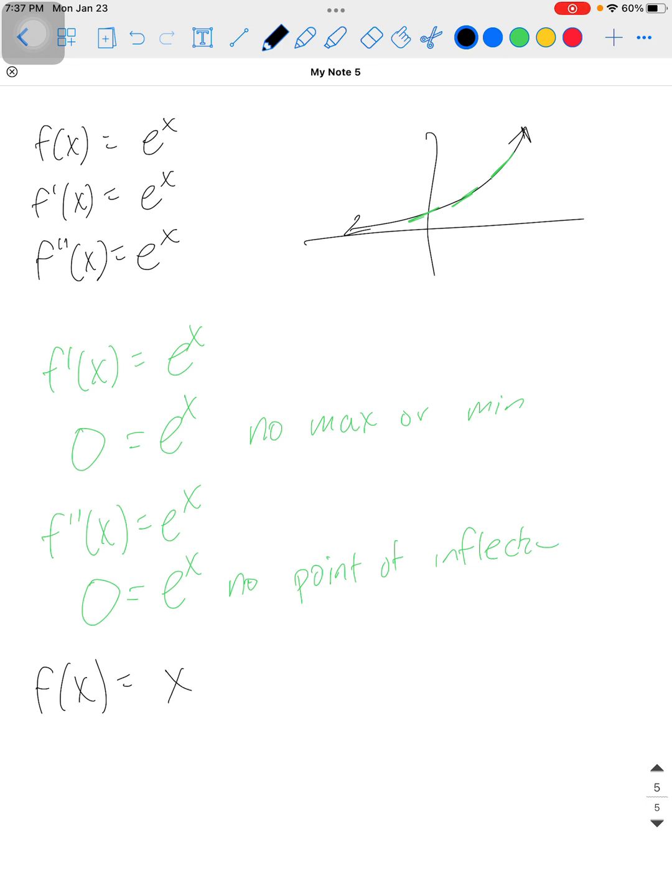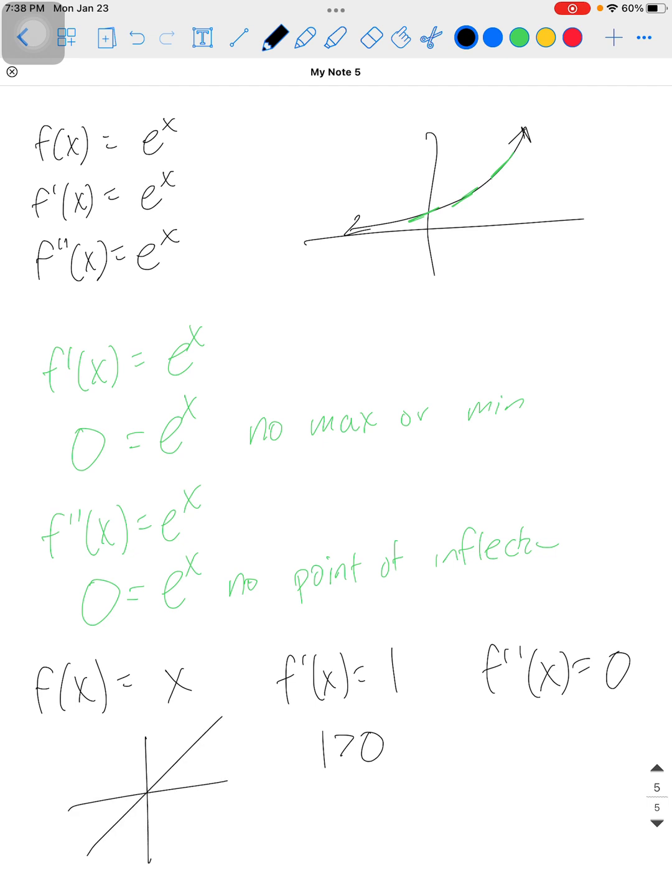Okay, f of x equals x. The first derivative is 1. Second derivative is 0. Here's where you got to be careful. Because the first derivative is 1, and 1 is always positive, what that means is the graph is always increasing. We're using the signs to make conclusions about f.